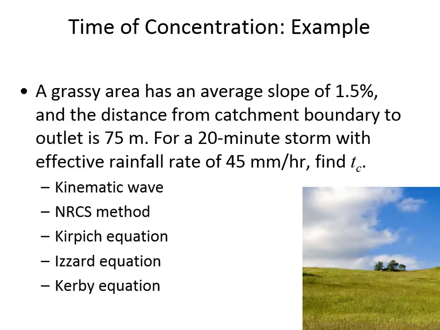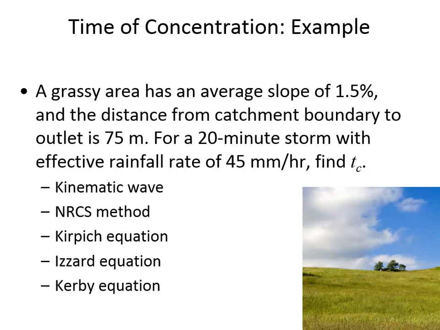So I solved the kinematic wave by putting in the n value, the distance, the rainfall intensity, and the slope, and got 22.96 minutes. And since that's the most sophisticated approach, we can think of that as probably the most likely to be correct. Kinematic wave has a lot of factors that it's taking into account, but it's harder to use because it's iterative.